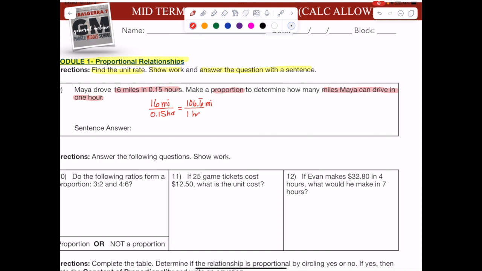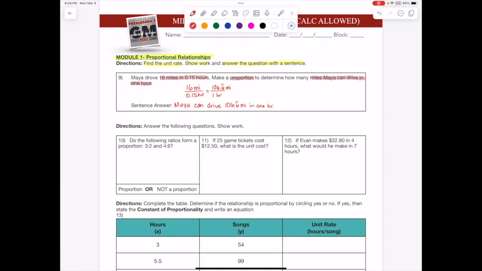So let's go ahead and answer the question now, because it says answer in a sentence. How many miles can Maya drive in 1 hour? Maya can drive 106.6 repeating miles in 1 hour. Okay, so there you go with that one.